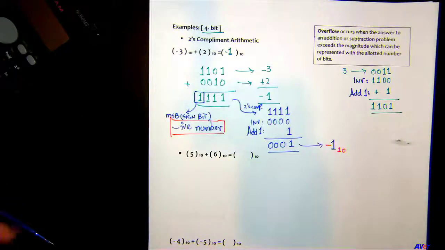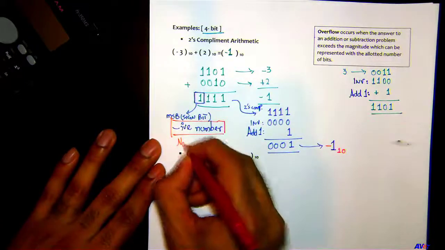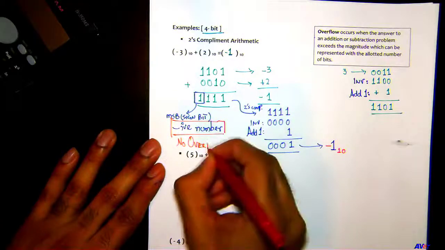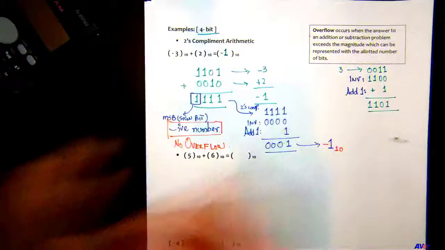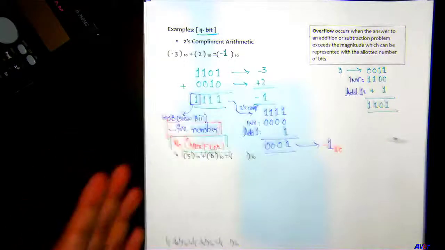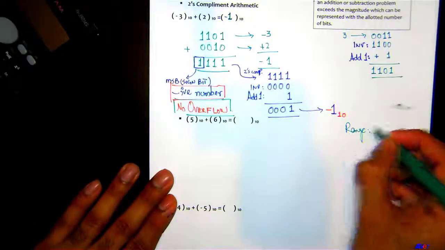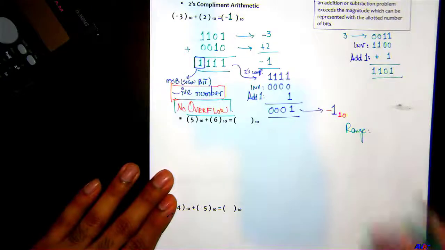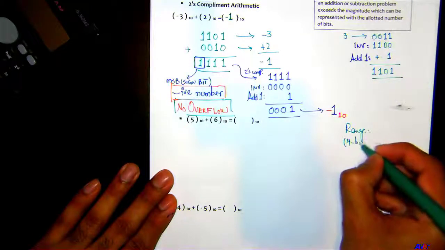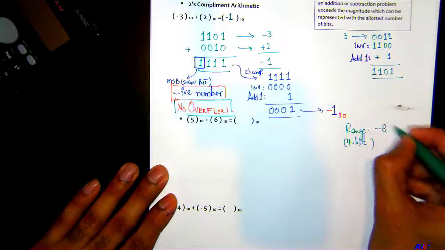Okay, so one of the problems on the homework might ask you to do the math and say if it's a positive number or a negative number, and whether there's an overflow or not. Here there's no overflow. Okay, all right. I'll also just write down the range over here for a 4-bit, because this is 4-bit. What was the range here? Negative 8 to positive 7, right?